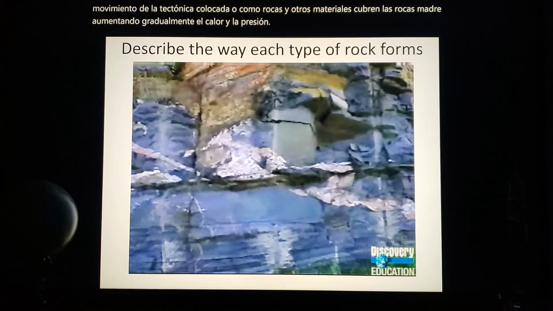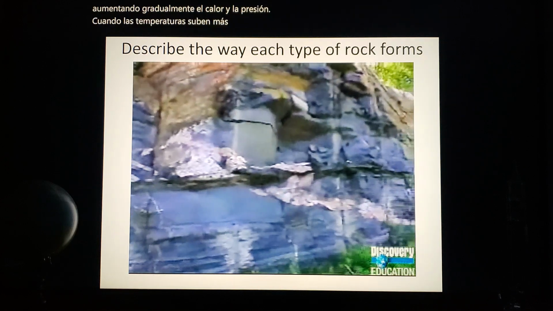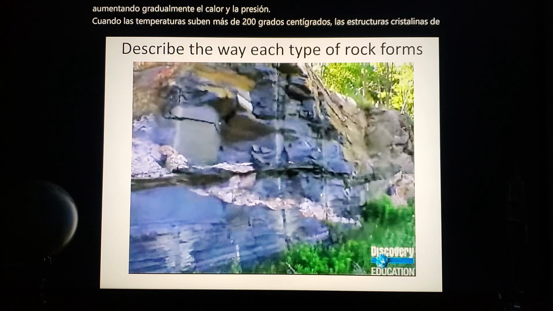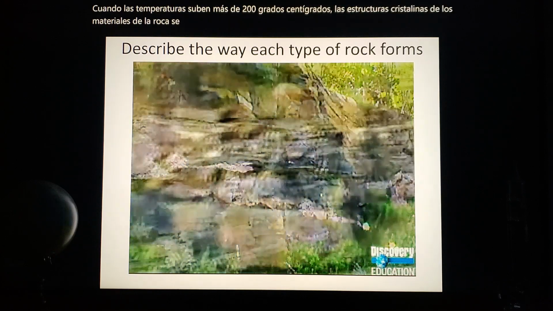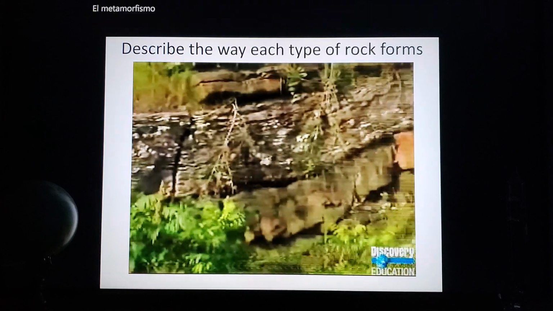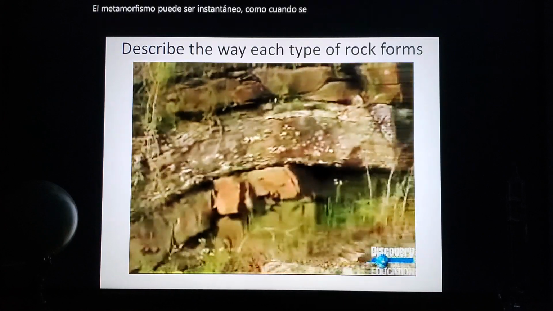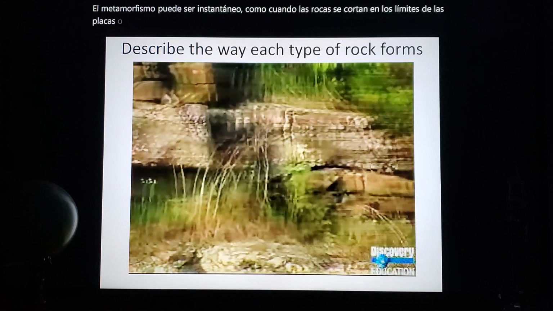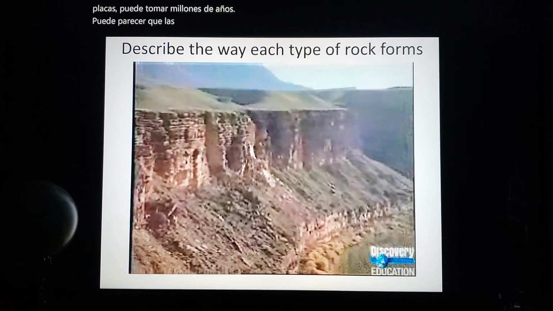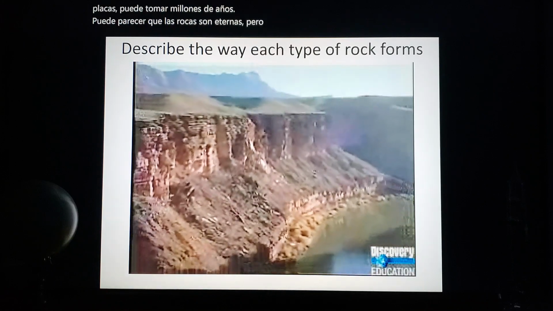When temperatures rise over 200 degrees Celsius, the crystalline structures of the materials in the rock are broken down and transformed into new structures. Metamorphism can be instantaneous, such as when rocks are sheared at plate boundaries, or it can take millions of years. It may seem that rocks are eternal, but they are constantly subjected to the changing conditions around them.